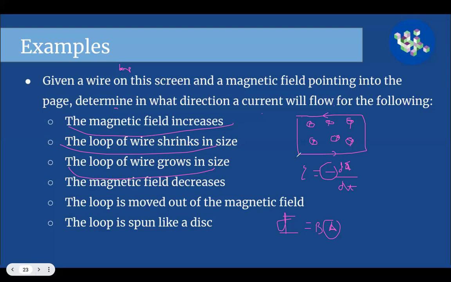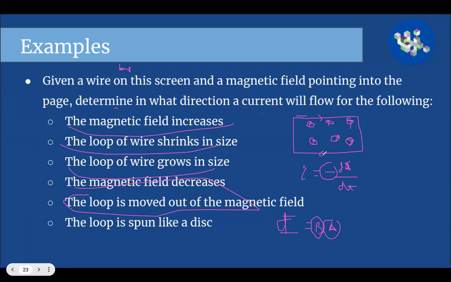If the loop is moved out of the magnetic field, then you can think of this B term as decreasing. So your flux is decreasing, meaning that your change in flux is pointing out of the screen. So there'll be a current induced that will create a magnetic field into the page. And that'll happen if this is the direction of the current.